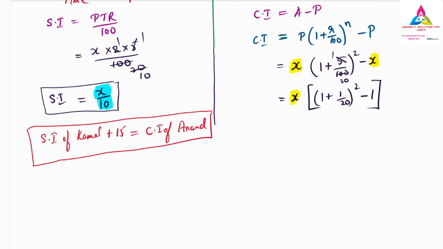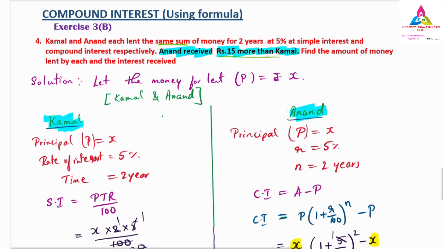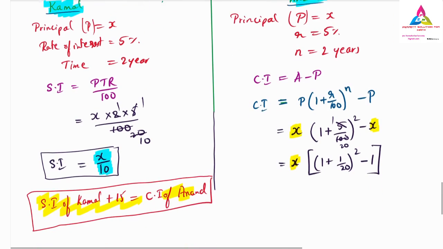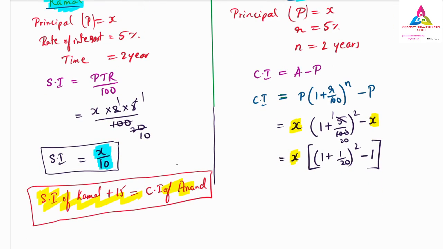So simple interest of Kamal plus the 15 rupees, if we add together, that will become the compound interest for Anand, because the principal amount is the same for both of them. So there must be a change in compound interest and simple interest. That they have given according to the question, I have written this. So I have not taken it by my own. This is given by the statement. So here is that statement I have already marked. So in bracket, if you want, you can write it down here.